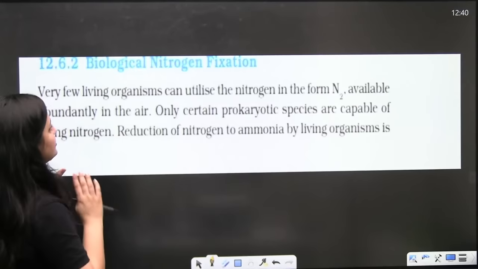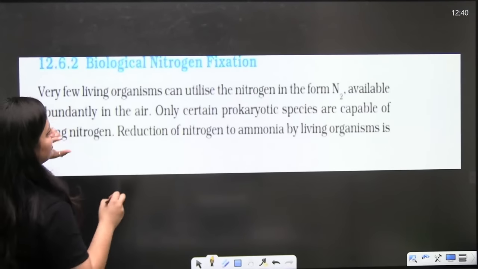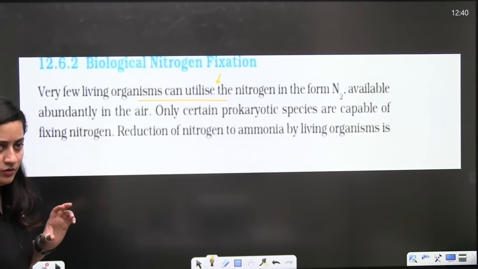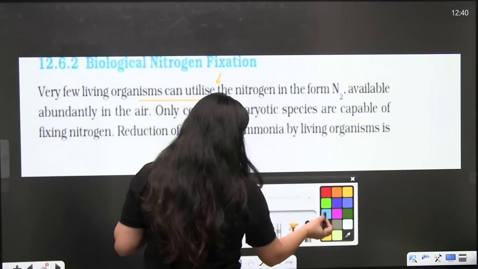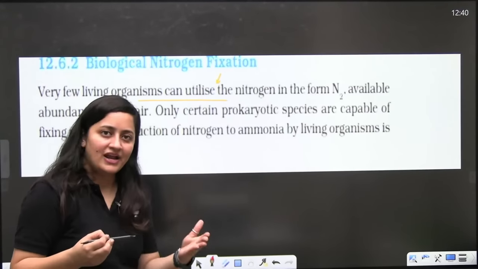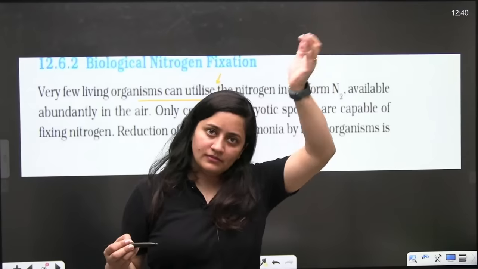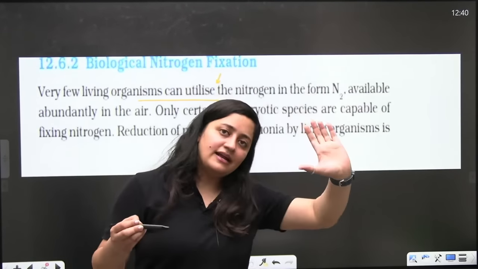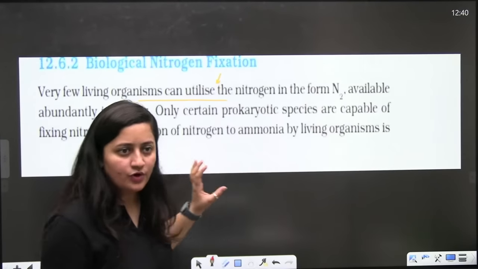So, the next is biological nitrogen fixation. So, you know that, bachche, living organisms cannot utilize the nitrogen in the form of N2 directly. First of all, we have to convert it into the form of nitrates. Nitrates will help in the transport of this nitrogen, and then in the plants again this nitrate will be converted to the ammonia.